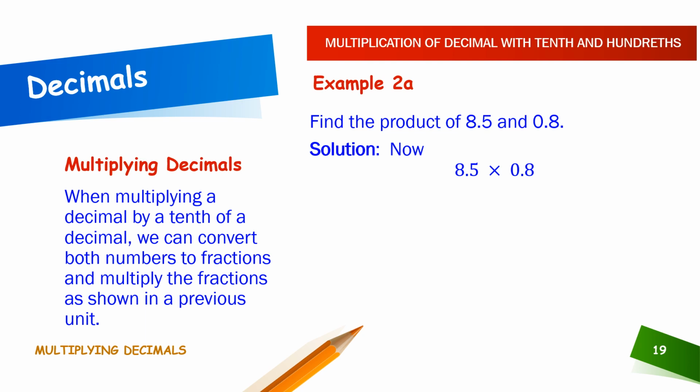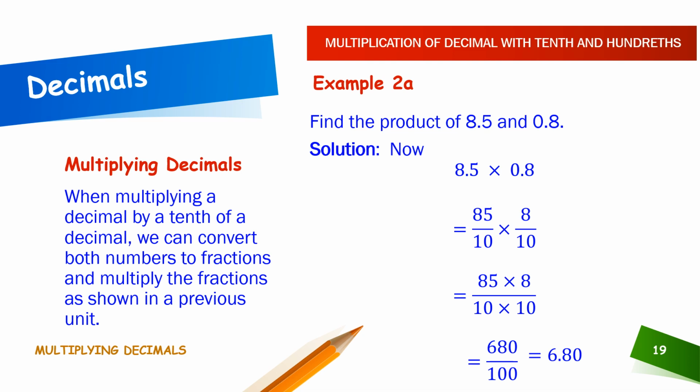the fractions as shown in a previous unit. Let's try the example shown on the screen. Begin by converting the decimals to fractions. So 8.5 becomes 85 over 10 and 0.8 becomes 8 over 10. We can now multiply the numerator by the numerator, so 85 times 8, and the denominator by the denominator, so 10 times 10.